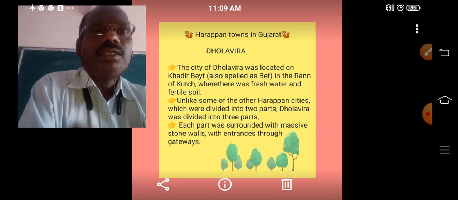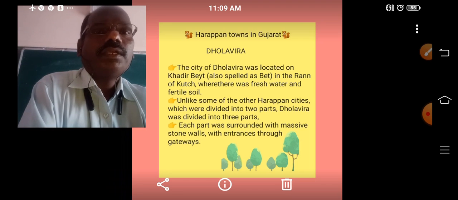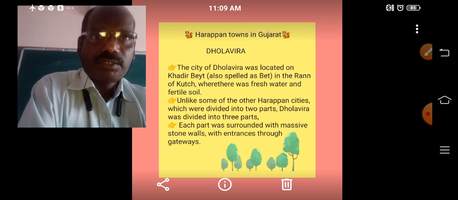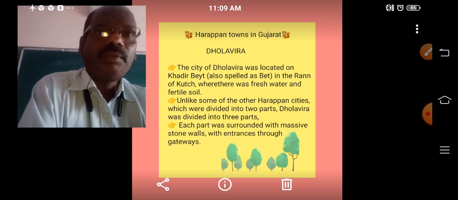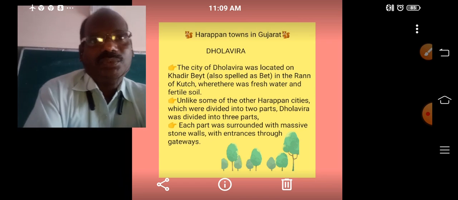Okay, starting from the citadel region, there the rulers lived, plus granaries and worshipping places, etc., were located in the citadel region. The rich people lived in the middle town region, and the common people lived in the lower town.